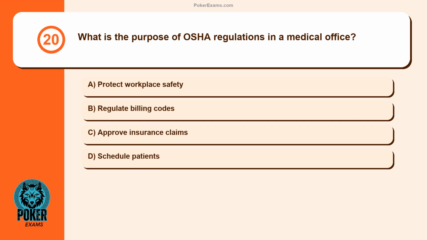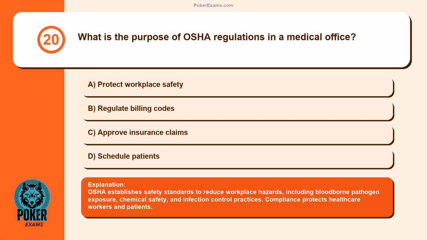Question 20. What is the purpose of OSHA regulations in a medical office? Protect workplace safety, regulate billing codes, approve insurance claims, schedule patients. OSHA establishes safety standards to reduce workplace hazards, including bloodborne pathogen exposure, chemical safety, and infection control practices. Compliance protects healthcare workers and patients.